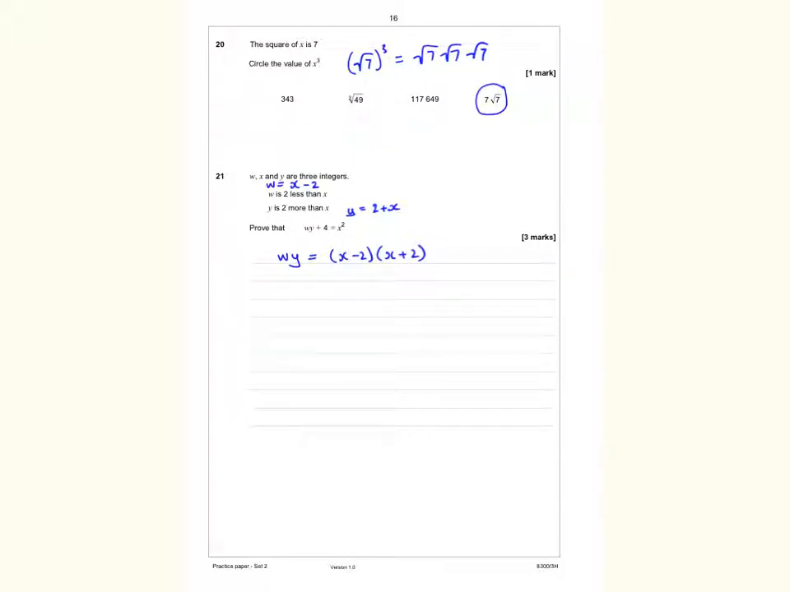Okay, so multiply it out. So we have wy equals x squared, take away 2x, add 2x, and take away 4. So then we have wy equals x squared, take away 4. And now you can see that if I was to add 4 to both sides, it would look like that. So the next line is wy plus 4 equals x squared, which was what was required.